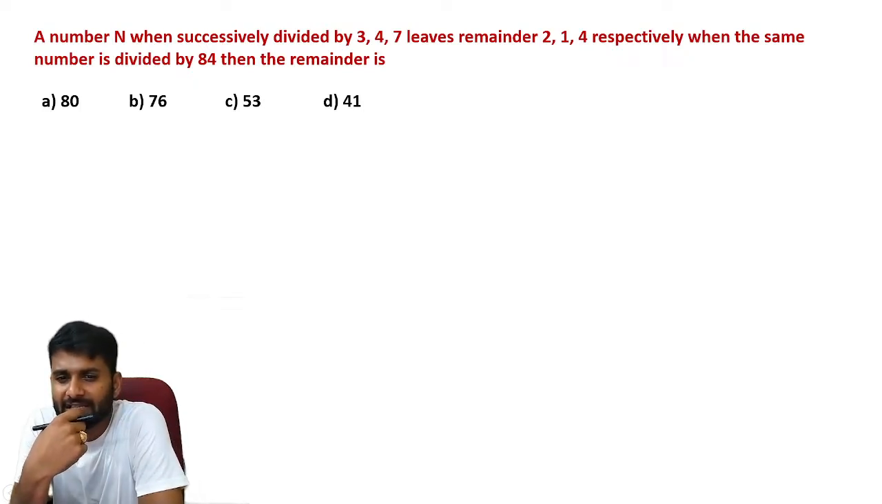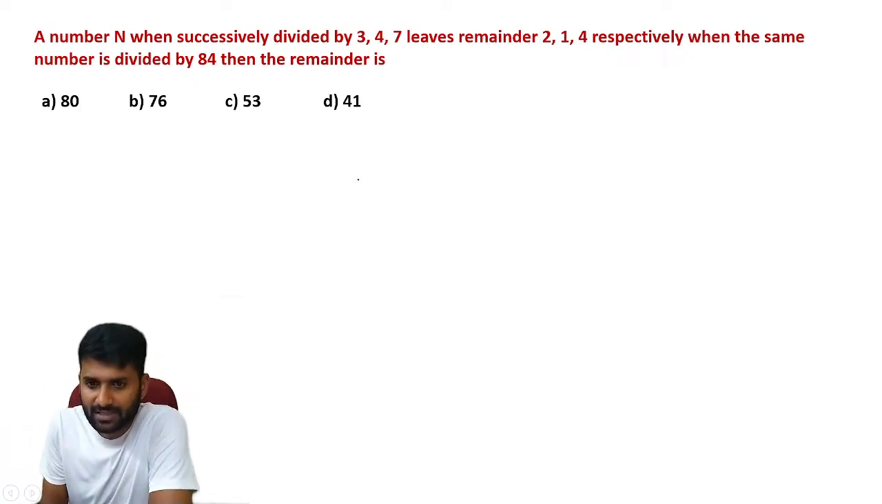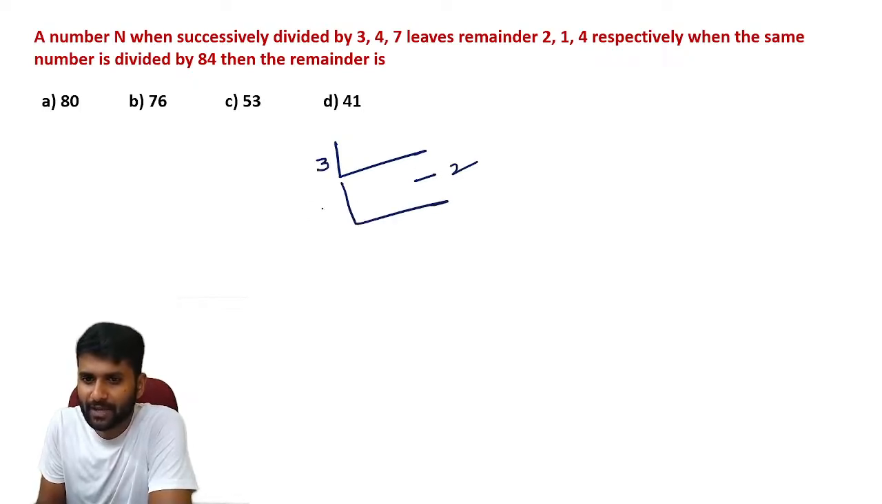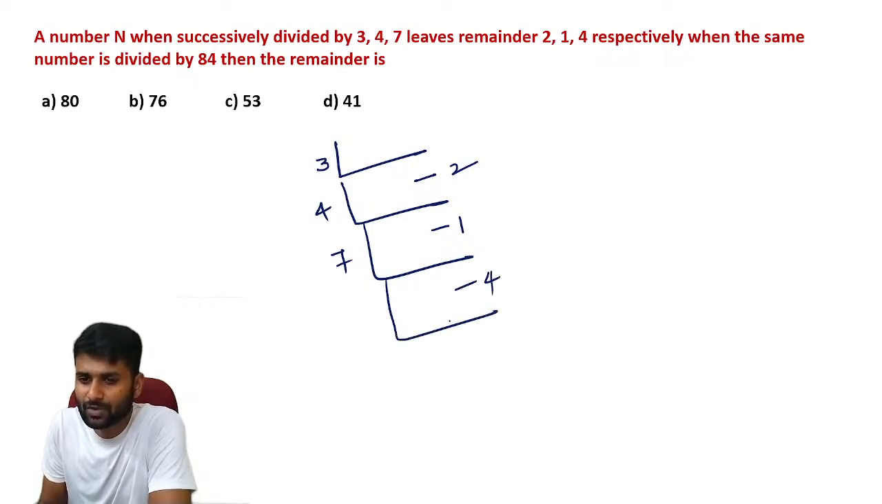Now, a number n when successively divided by 3, 4, 4, 7 leaves remainders 2, 1, 1, 4 respectively. When the same number is divided by 84, then what is the remainder? See, they clearly mention that there is a number, we don't know that. If you are dividing with 3, the remainder is 2. If you are dividing with 4, the remainder is 1. If you are dividing with 4, the remainder is 1. If dividing with 7, the remainder is 4. So, what about that number?